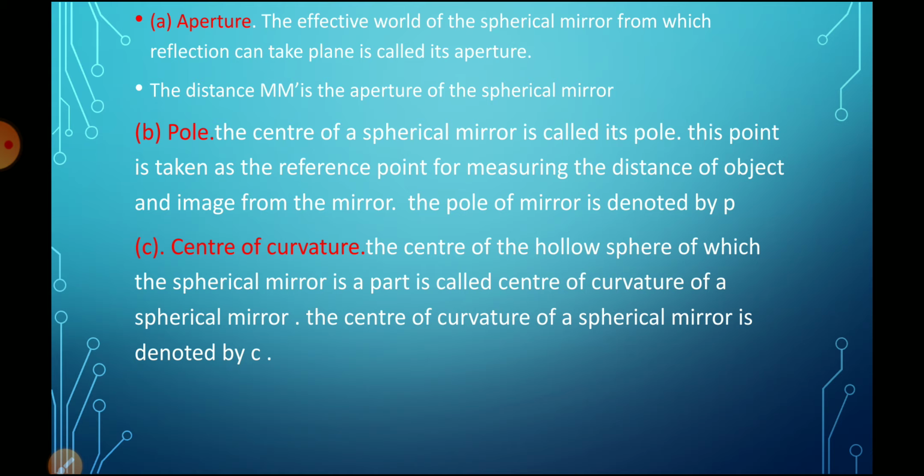Pole. The center of the spherical mirror is called its pole. This point is taken as the reference point for measuring the distance of object and image from the mirror. The pole of the mirror is denoted by P. Next, C, center of curvature. The center of the hollow sphere of which the spherical mirror is a part is called the center of curvature of a spherical mirror. The center of curvature is denoted by C.